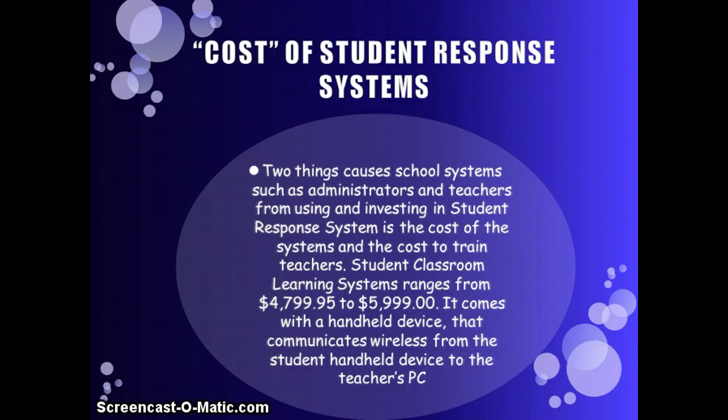Even though the results of student response systems have been positive, and communication is wireless from the student handheld device to the teacher's PC, it is a high cost for many small districts in many small states. The SRS system will become popular in the educational system when it is more affordable for all districts in this country.